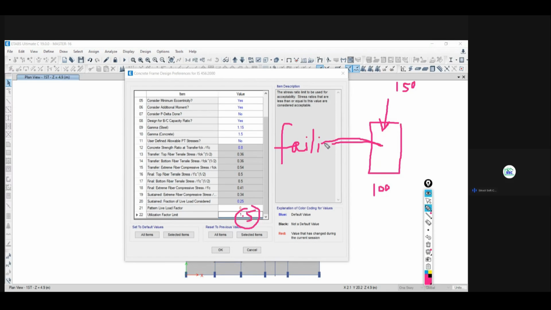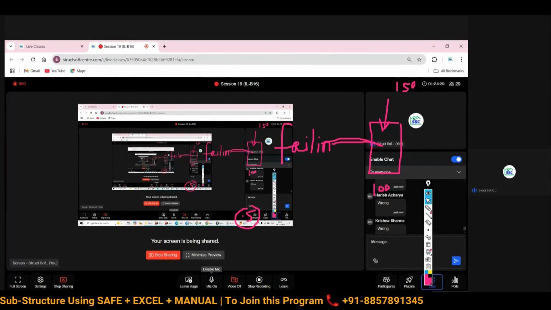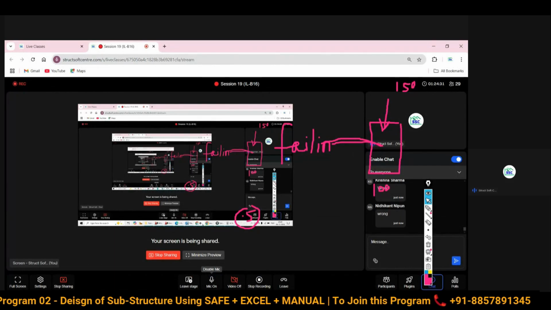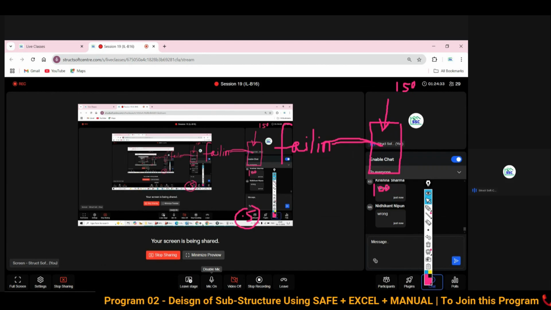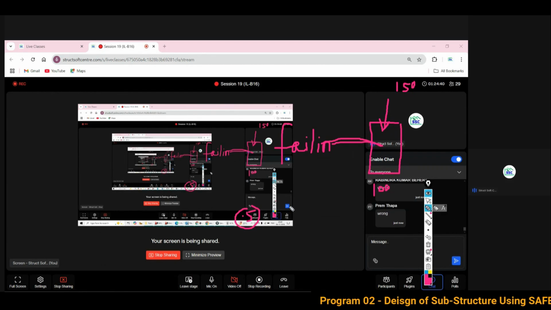The software will not show that this column is failing, because you have taken the safety factor as 1.5. So is it right or wrong? Your capacity is 100 and a load of 150 kilonewton is coming, and still your software is not showing failure. So is it right or wrong? It is wrong, and it is on the unsafe side.